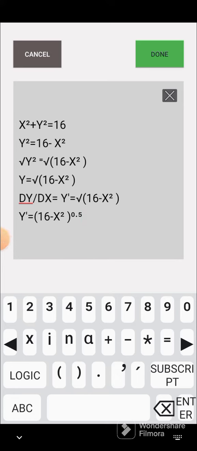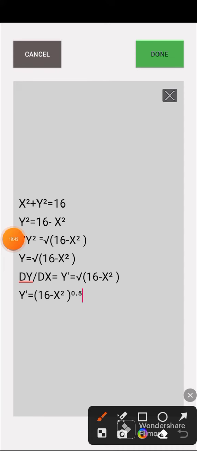The power of 0.5 is affecting everything in the bracket. So to find the differentiation, you have to use the chain rule formula. That is, you differentiate the bracket first, then after that you differentiate what it is with respect to. With this one, it is with respect to x, this x.